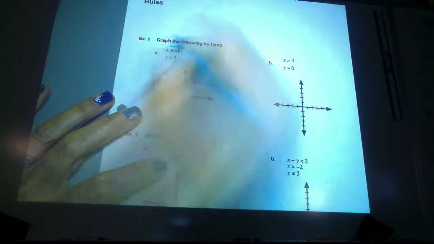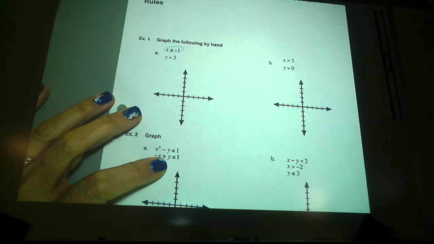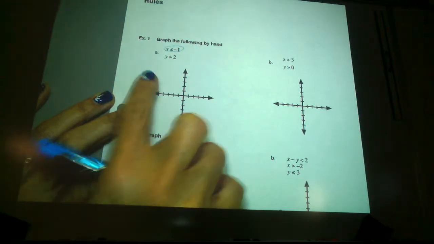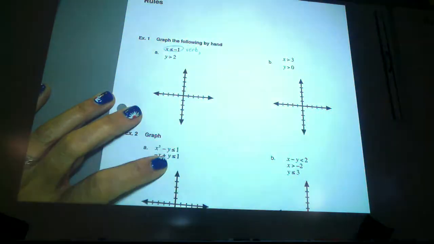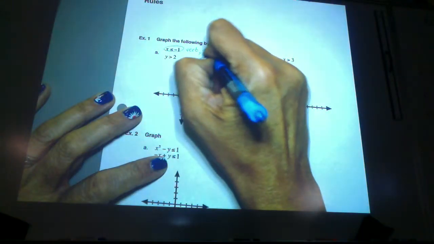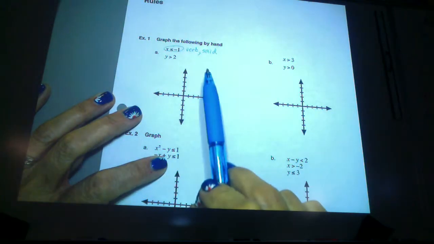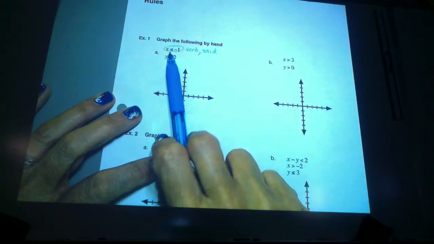So what kind of a graph is x equals -1? Line. But what kind of line? It's a vertical line because it goes through the x-axis at -1. So this is a vertical line. Is that line solid or dotted? Solid. Why is it solid? Because of the equals to sign.